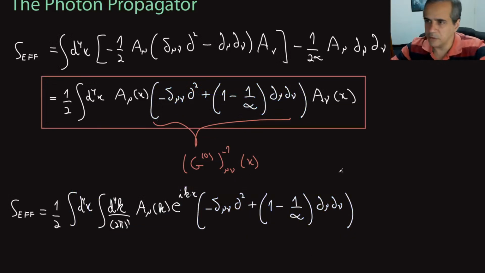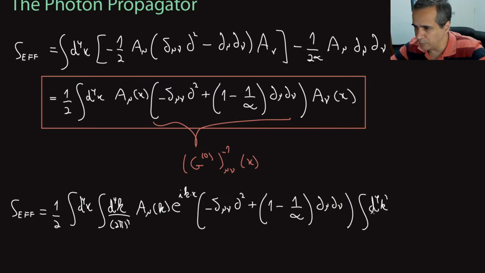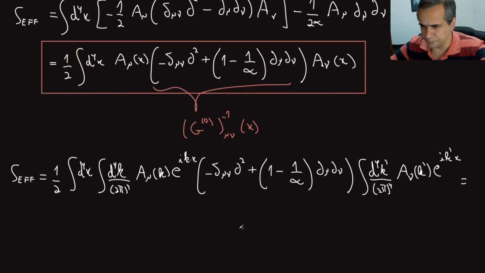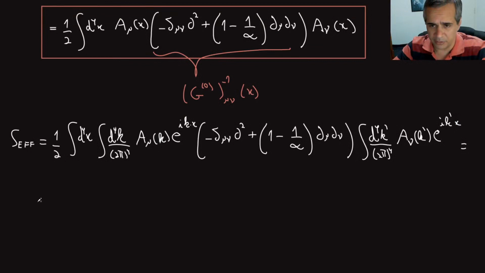Remove the box here. Right, and this guy becomes an integral in d^4k' over (2π)^4 of A_ν(k') exponential of i k'·x. Right, so I moved the two fields to momentum space. Now I can act with this operator. I'll shift the integrals around a little bit.